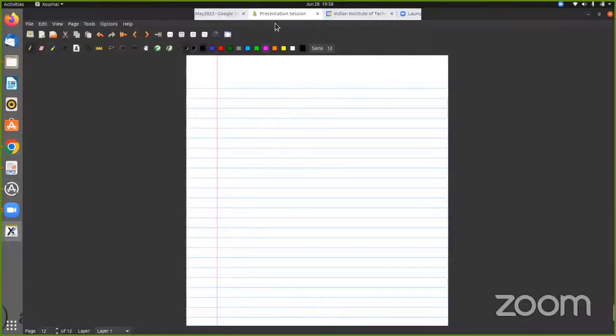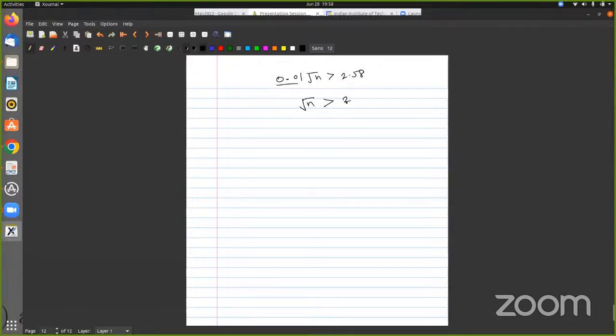Option 2 is the right answer, 2 and 3 both. So see, this 0.01 root n is greater than 2.58. Now this 0.01 comes to the denominator side. So root n is greater than 2.58 divided by 0.01. This is 10 to the power minus 2, it will go to the numerator and become 100. So 2.58 into 100 is 258. I want the value of n, so I'll square both sides. This becomes n greater than 258 squared. So n is greater than some value there, right?